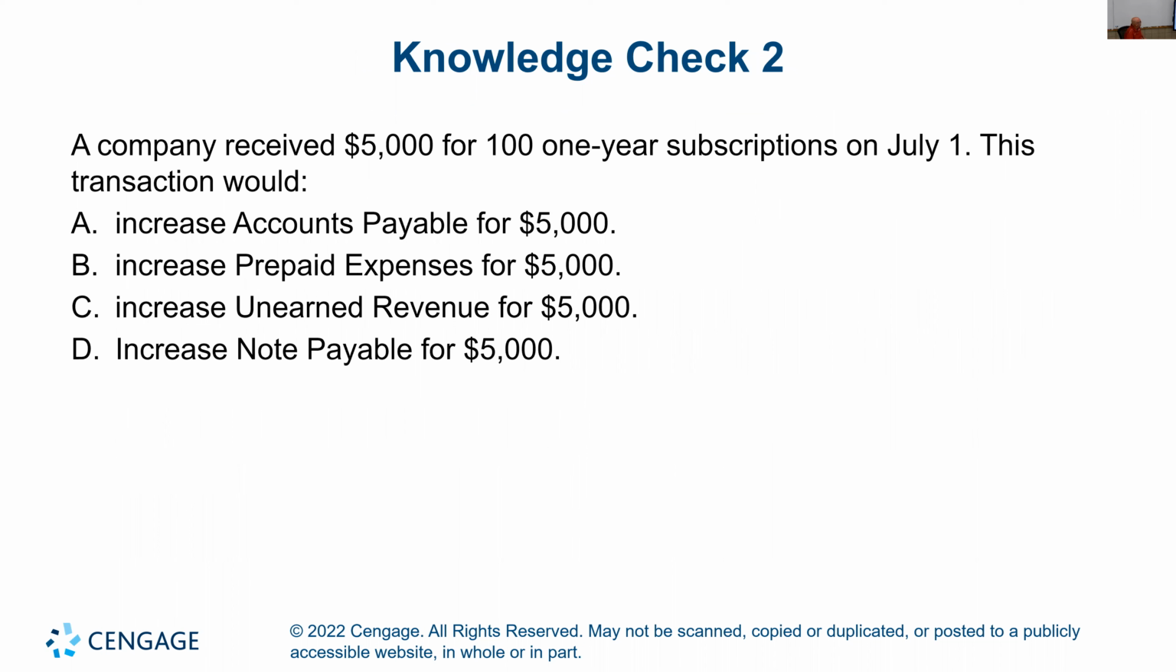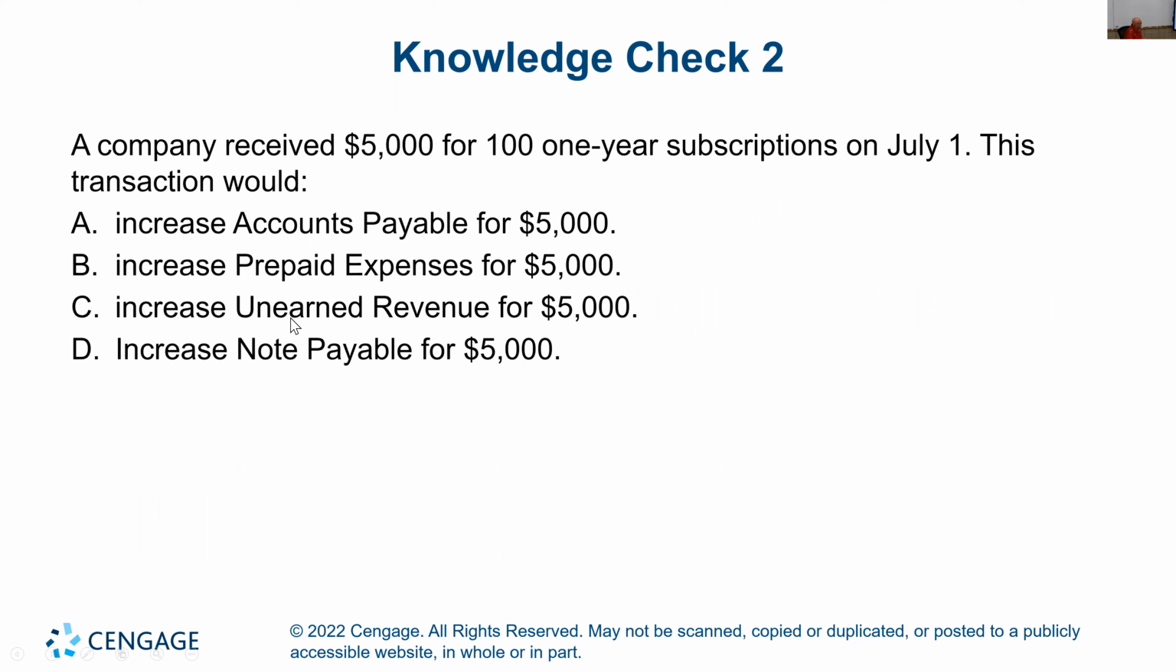Okay, so just a knowledge check here. A company will receive $5,000 for 101 year subscriptions on July 1st. This transaction would what? Kind of going back to analyzing transactions. Would it increase accounts payable? You need to know accounts payable means that we owe somebody $5,000. No. Increase prepaid expenses? Prepaid expense is money the company has paid out for future expenses that they're going to incur. Well, this isn't that either because they received $5,000.